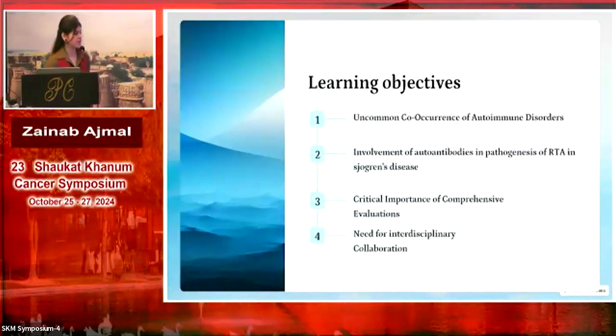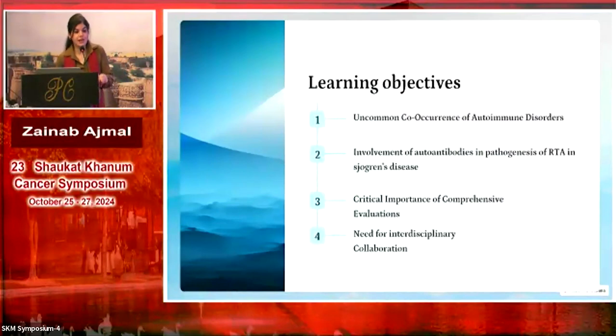So the learning objectives that I would like to highlight from this case report. We have multiple case reports showing relationship between Sjogren's disease and RTA, celiac disease and RTA, maybe Sjogren's disease and celiac disease. But the coexistence of all these four conditions in a patient is undoubtedly rare, but it should be kept in mind that it can occur.